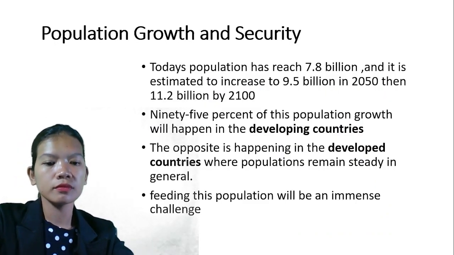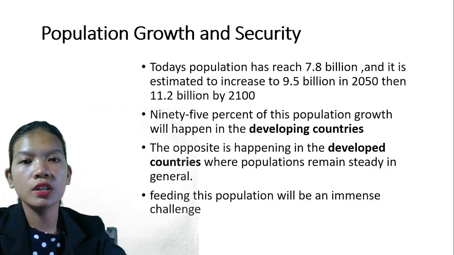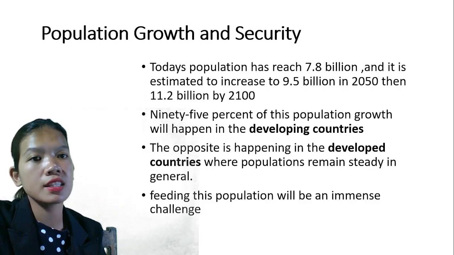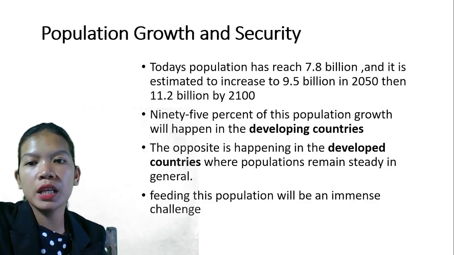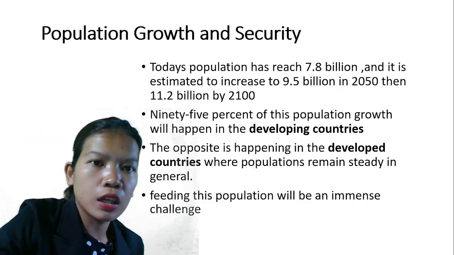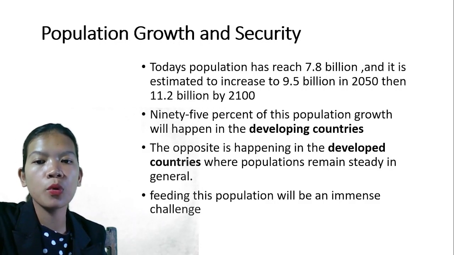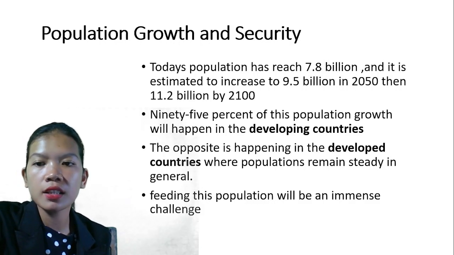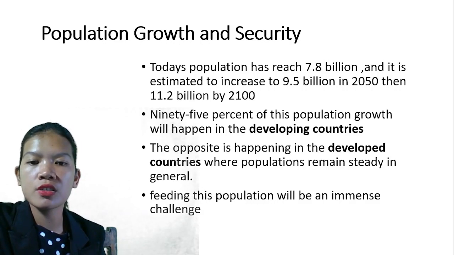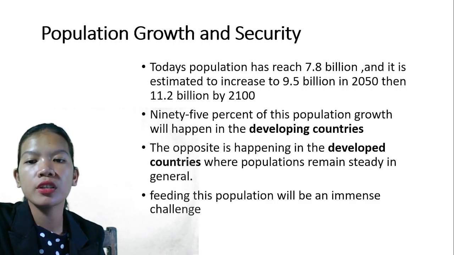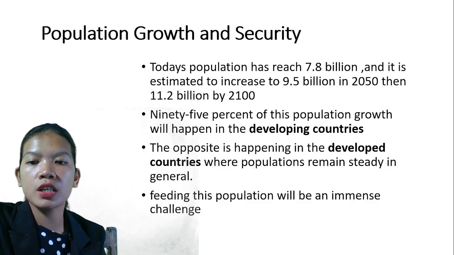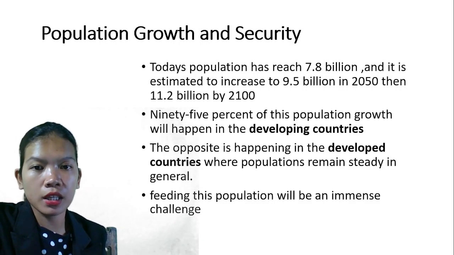So today, the population has already reached 7.8 billion and it is estimated to increase to 9.5 billion in 2050 and 11.2 billion in 2100. The median age of the population today is around 30 years old, 30.1 for males and 29 for females. And 95% of this population growth usually happens in the developing countries.